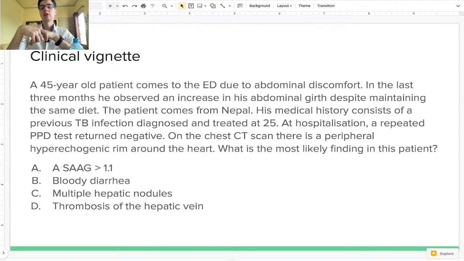A. SAAG greater than 1.1? B. Bloody diarrhea? C. Multiple hepatic nodules? Or D. Thrombosis of the hepatic vein? Please let me know your answer in the chat box.